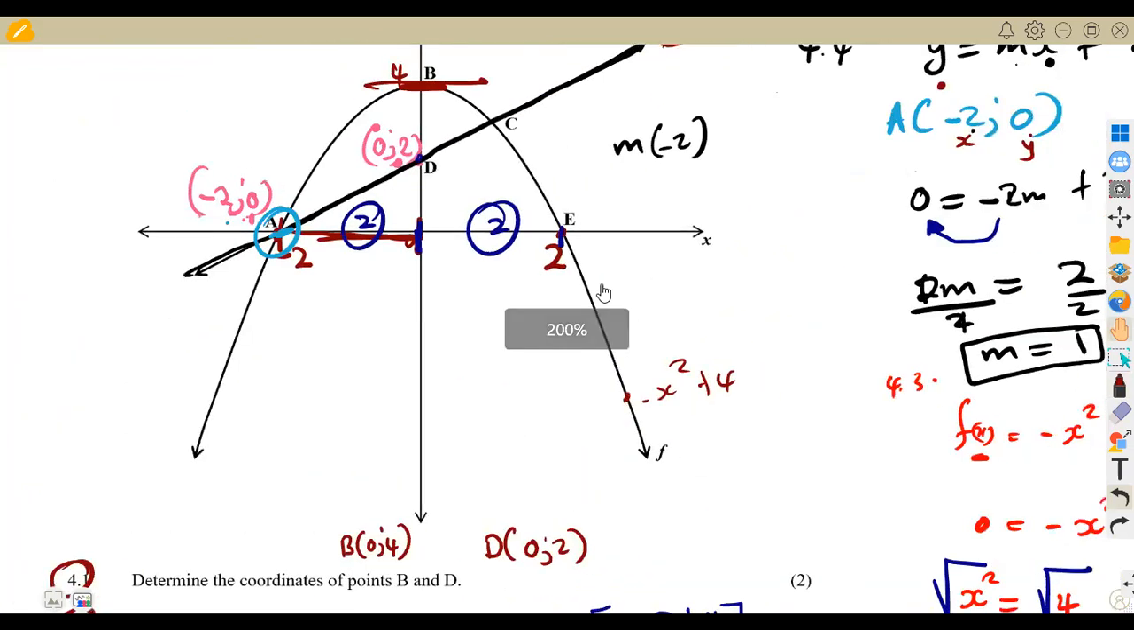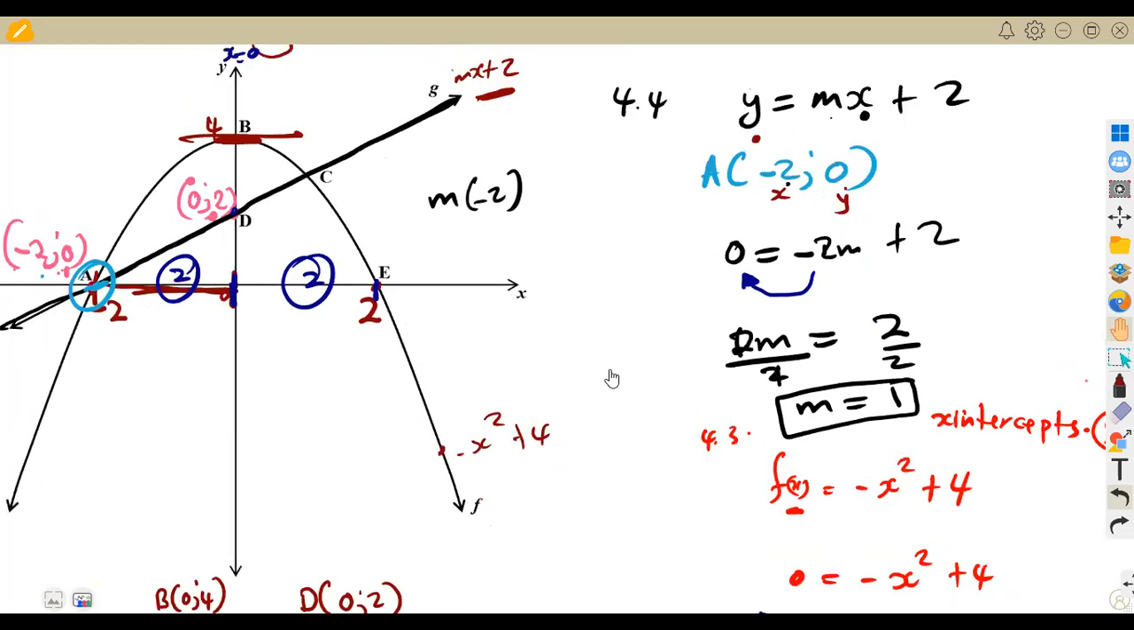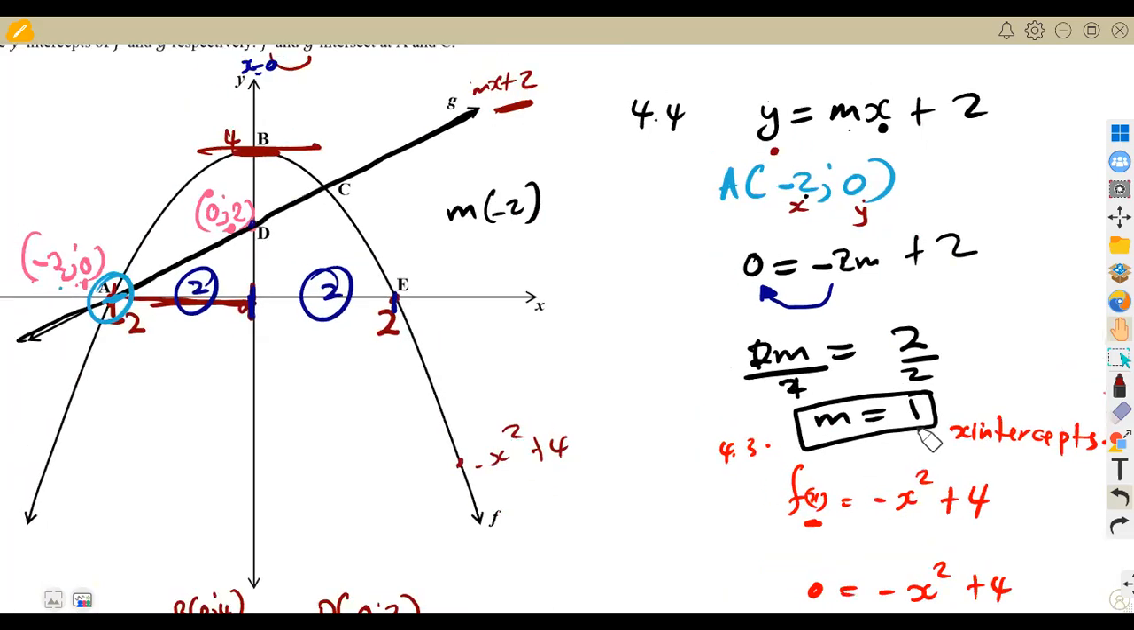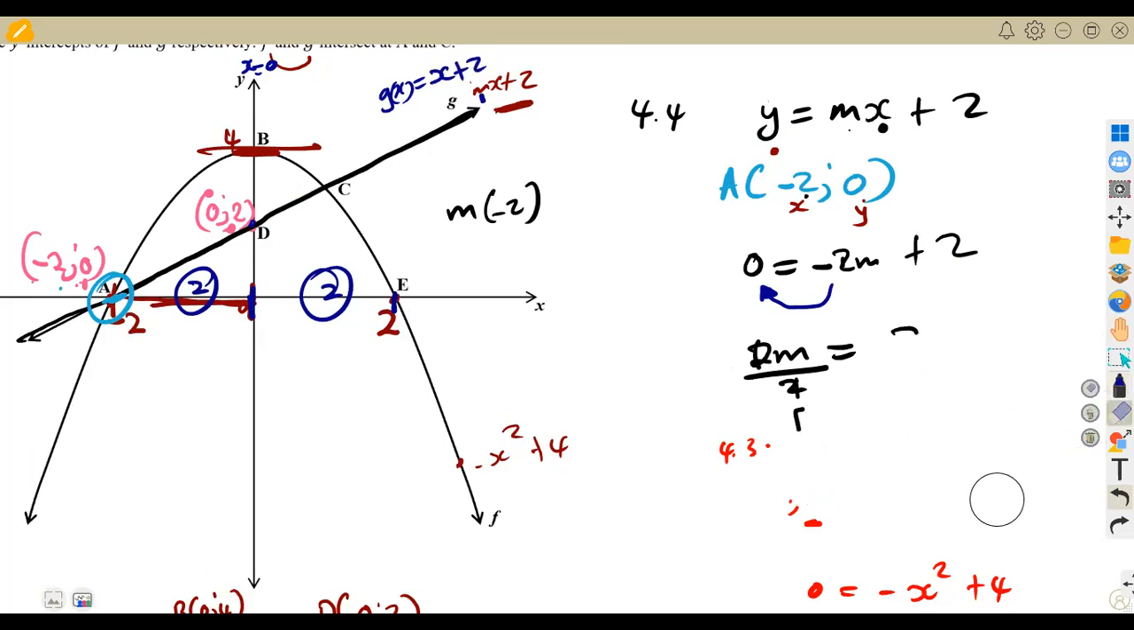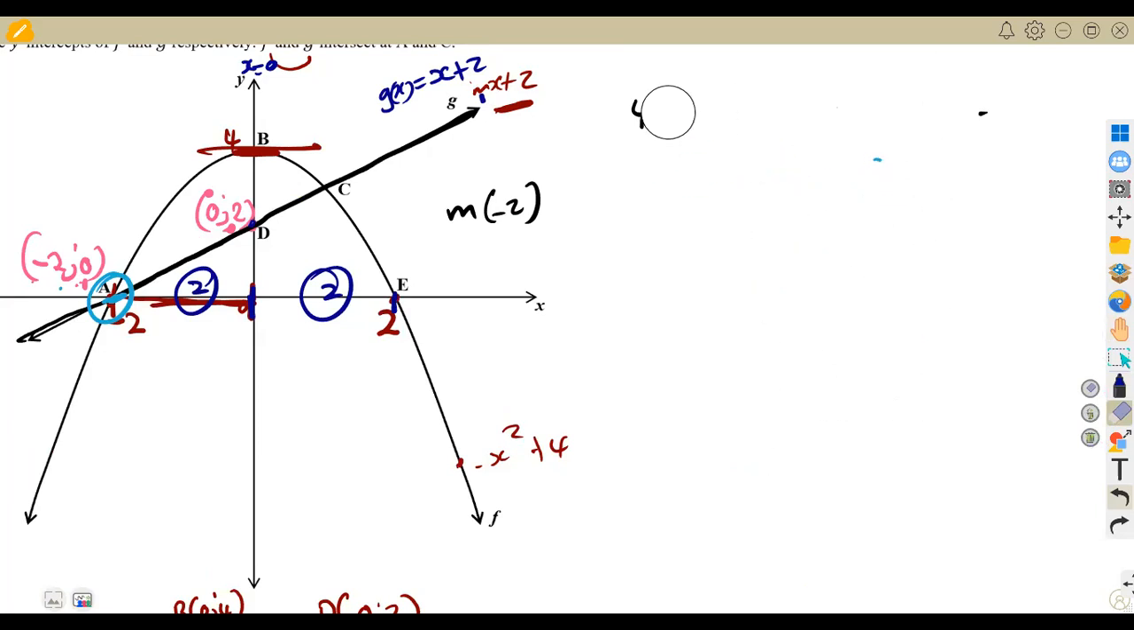So you can form equations. Remember, at the point of intersection, we solve the given equations simultaneously. Now that we have the value of M, remember our g(x) was Mx plus 2. So now g(x) is going to be equal to 1x plus 2, which is x plus 2. So we have the equations, guys, and we know that at the point of intersection, these two equations are the same. So you solve them simultaneously at the point of intersection.